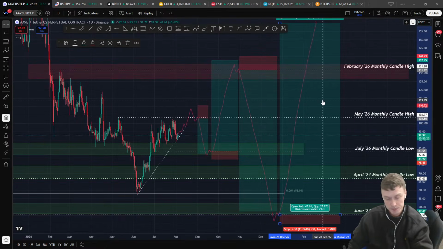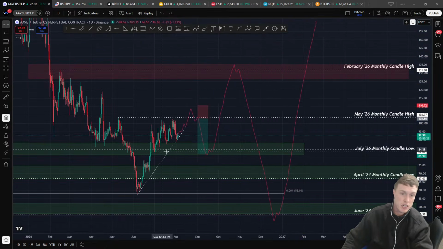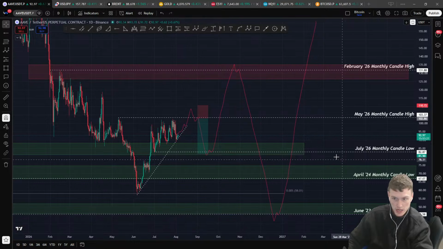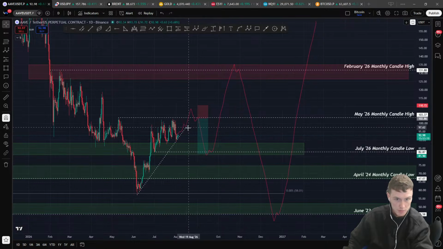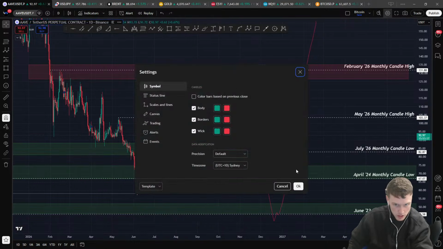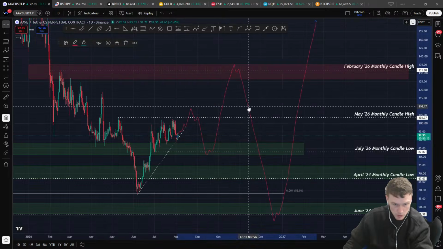That's something to watch. But yeah, those are the ideas on Aave. I'd be targeting local lows here, and then these two levels lower. But it's in a bit of a tricky spot now that it's climbed a fair bit, Ian. I'll be pretty honest with you.